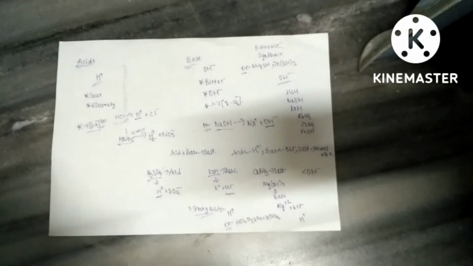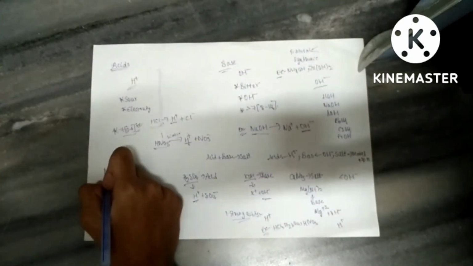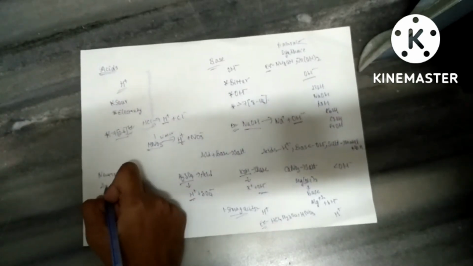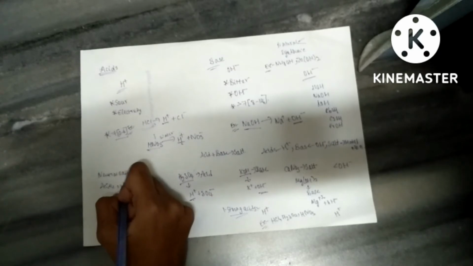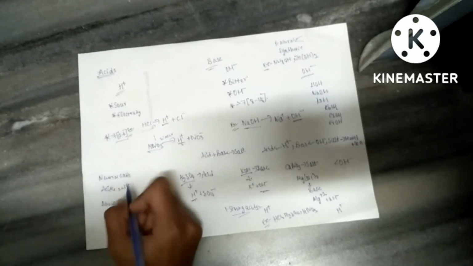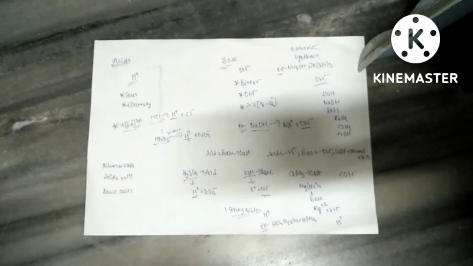Next, here we have types of salts. They are neutral salts, acidic salts, and basic salts. Neutral salts are formed by strong acid and strong base. Strong acid plus strong base gives neutral salts. Strong acid plus weak base gives acidic salts. Weak acid plus strong base gives basic salts.